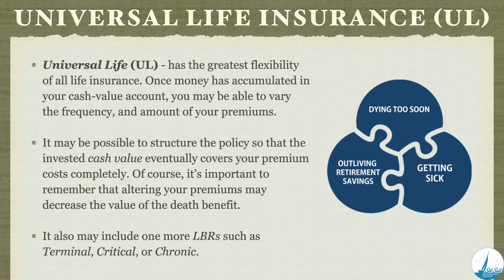Okay, universal life. It has the greatest flexibility of all life insurance. Once money has accumulated in your cash value account, you may be able to vary the frequency and amount of your premiums. It may be possible to structure the policy so that invested cash value eventually covers your premium cost completely. Of course, it's important to remember that altering your premiums may decrease the value of your death benefit. These policies also may include one or more living benefits riders, such as terminal, critical, and chronic illness.